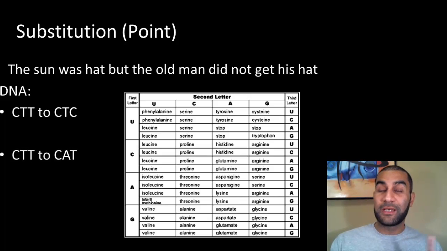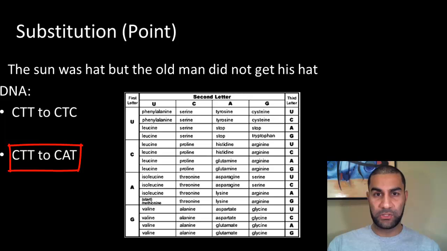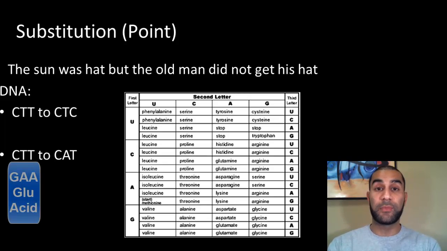However, just because a substitution mutation only affects one base does not mean it can't have a drastic effect on the overall protein. And here's a good example of that. Again, we're starting with the CTT original DNA line, which would attract GAA for the messenger RNA codon that would be transcribed from it, and then you attach that to a tRNA that would attract a glutamic acid or a glutamate. Now if I change it from CTT to CAT on the original DNA line, now my messenger RNA codon is going to read GUA.